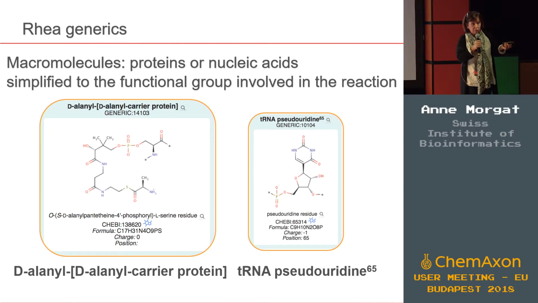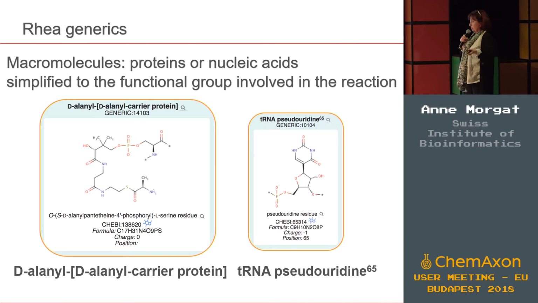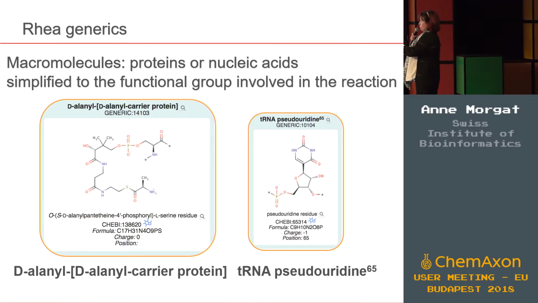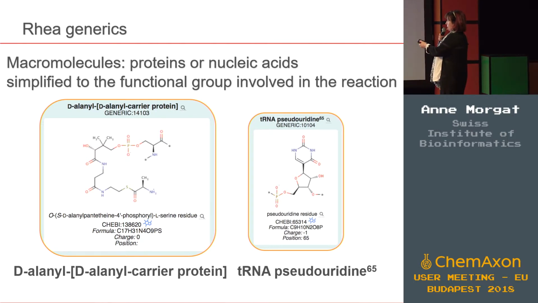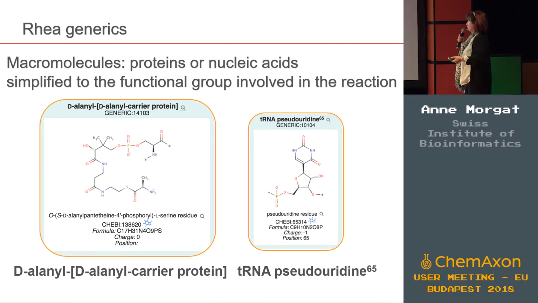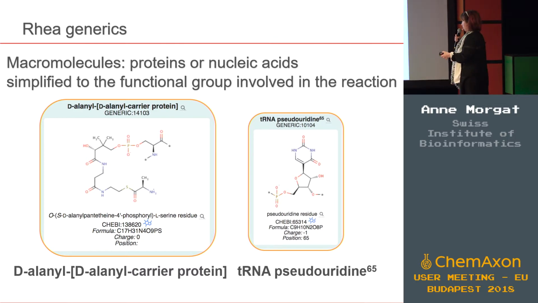This is because we have no information on these proteins or this tRNA. So on this slide, you have an example of a generic representing a protein. The protein is only represented by a serine residue modified by a pantetheine phosphoryl group and the attached alanyl functional group. And in this case, this is a case of a modified tRNA residue.